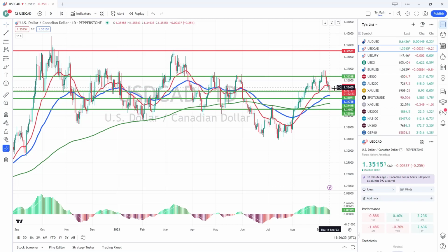But I would be very mindful at this level that we would expect some sort of support or at least a rebound. So just be careful shorting any further than this until it actually does break through. Once it does break through the 135 and starts testing it from below, that's a different story altogether. Then we'll be looking to the next level of support.